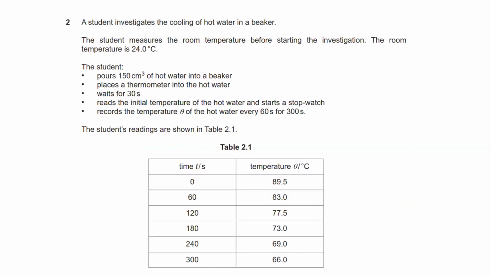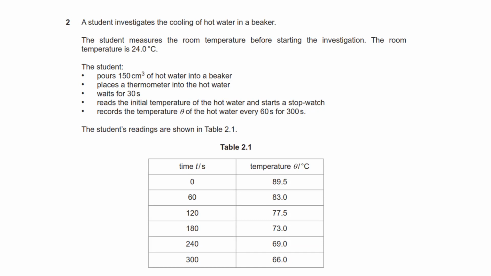So moving ahead, it says question number 2. A student investigates the cooling of a hot water in a beaker. The student measures the room temperature before starting the investigation. The room temperature is 24 degrees centigrade. So the student, number 1, pours 150 centimeter cube of water into the beaker. Number 2, places a thermometer into the hot water. Number 3, waits for 30 seconds. He then reads the initial temperature of the hot water and starts the stopwatch, records the temperature theta of the hot water every 60 seconds for 300 seconds. The student readings are shown in the table below.